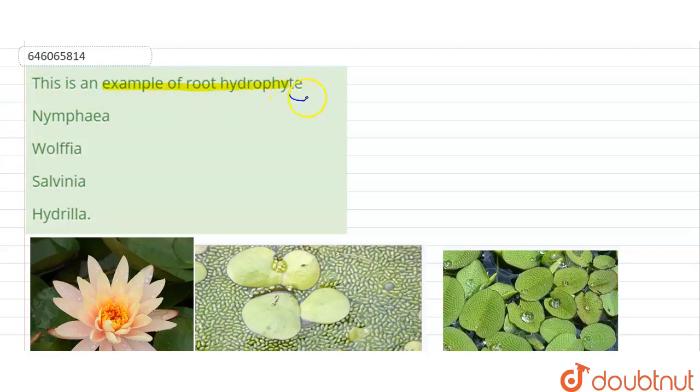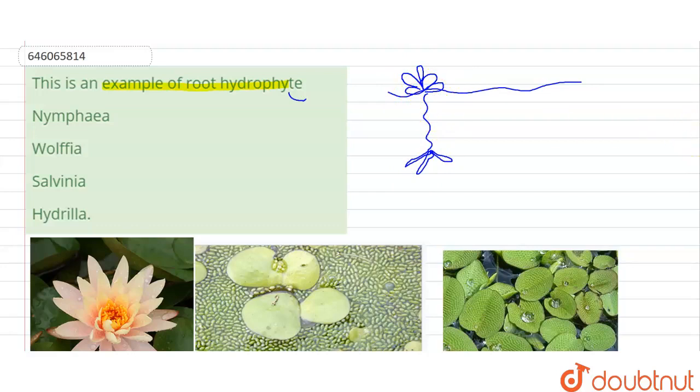Hello everyone, so here's the question, which is an example of the root hydrophyte. Root hydrophyte means that this is the water body and the roots of this plant are submerged inside this, and the leaves and the flower are on the topmost area or the water surface. This is called the root hydrophyte.